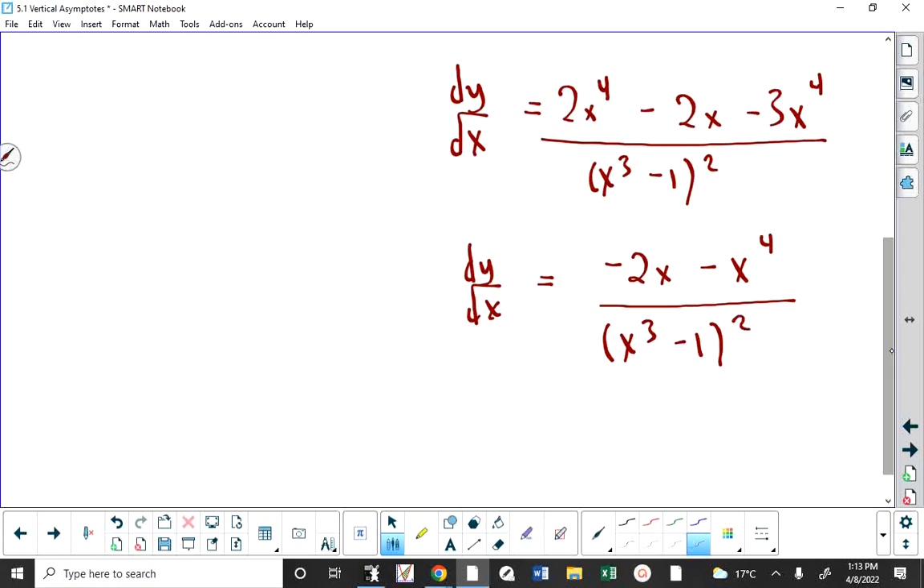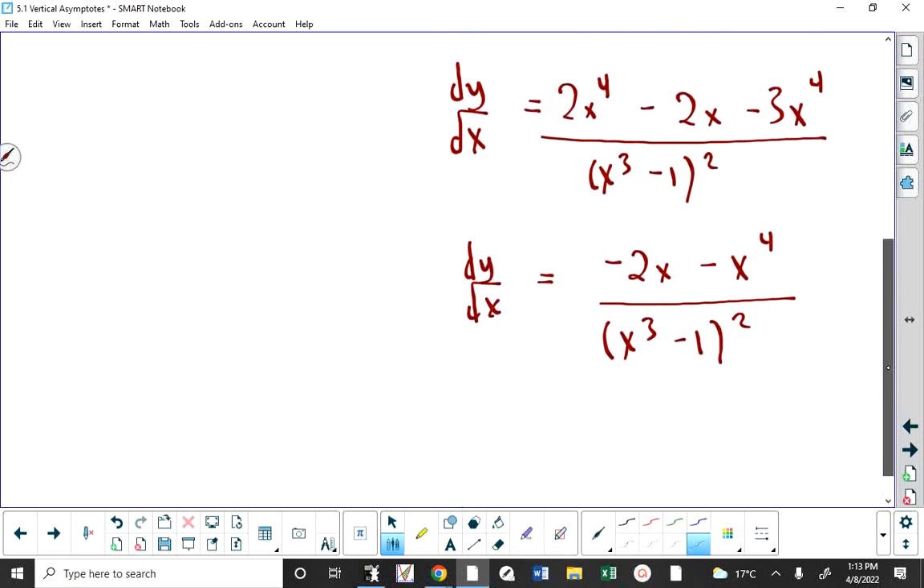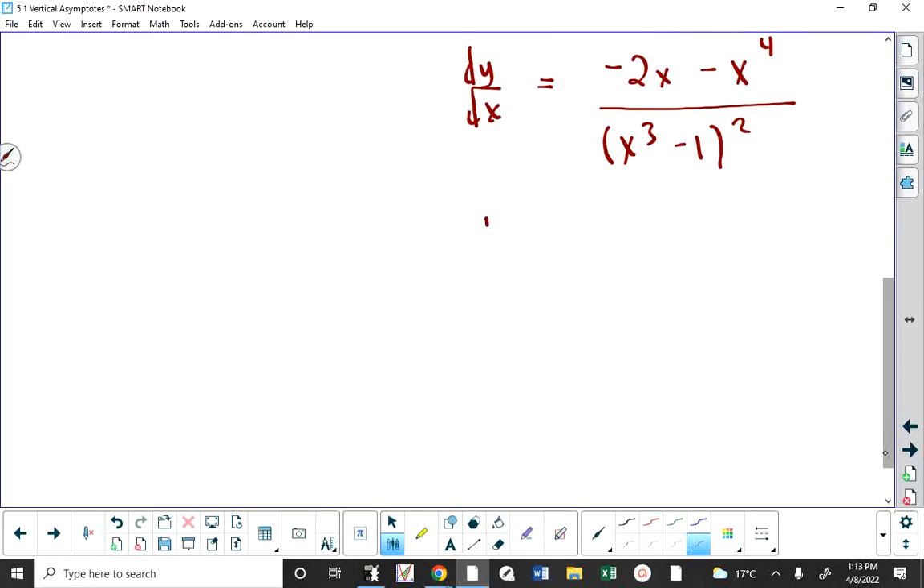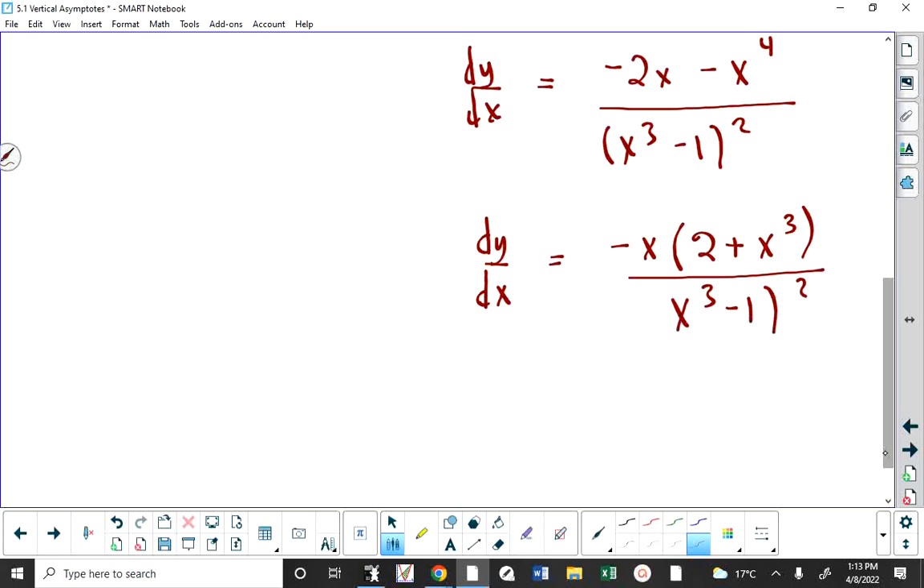Not quite done here. We should factor this. I will explain why the factoring of it is really important here in a second, although I hope many of you know why it's important. So I have dy dx equals, I'm going to take the negative x out. Man, I don't like all those negatives. You can leave them in, it's not going to matter. But if I do take the negative x out, then I have 2 plus x cubed. And this is over x cubed minus 1 squared.